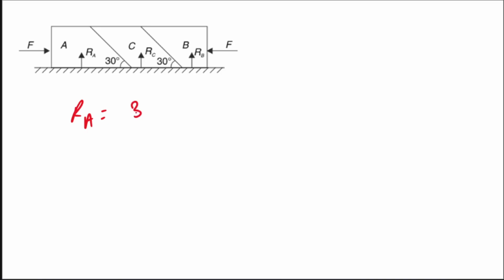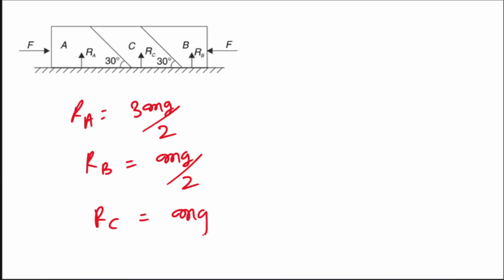Ra is equal to 3 mg by 2. Rb is equal to how much? This is mg by 2. And Rc is equal to how much? This is mg. So what will be the ratio? Take 2 in the bottom of all of them. So the ratio will be 3:1:2. So this is going to be the answer.